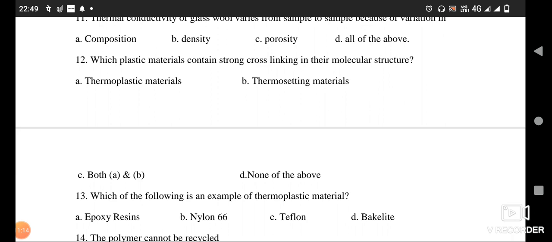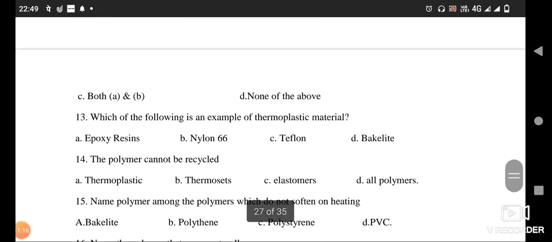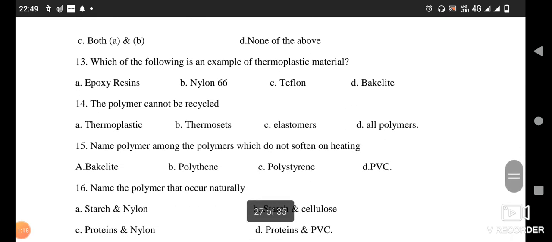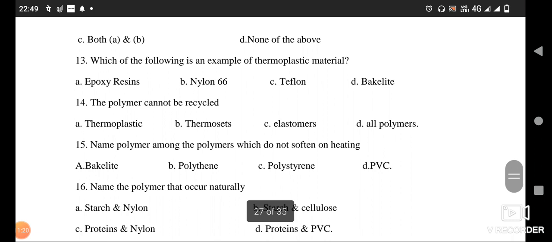दैट इज़ थर्मोसेटिंग मटेरियल्स। ठीक है, उसके बाद में MCQ नंबर 13, विच ऑफ द फॉलोइंग इज़ एन एग्जाम्पल ऑफ थर्मोप्लास्टिक मटेरियल?